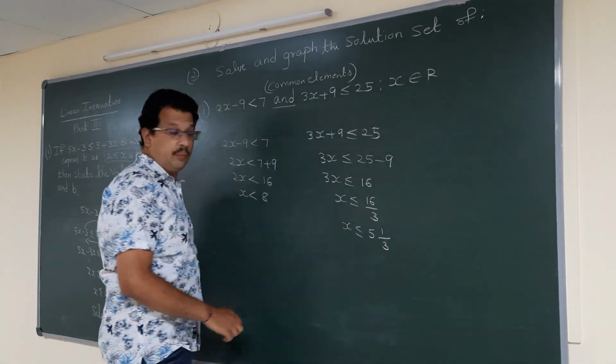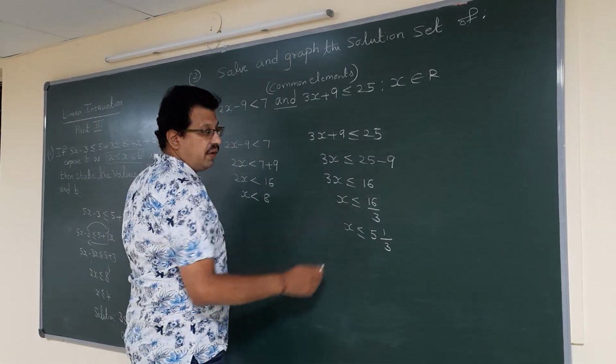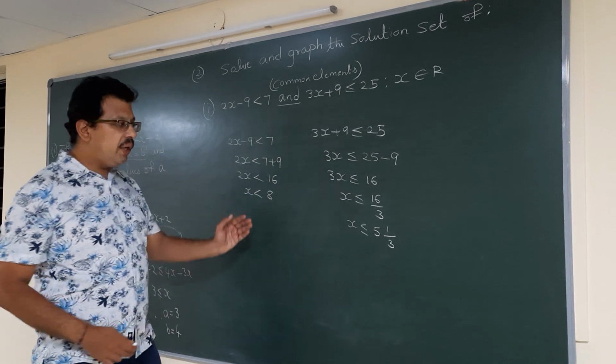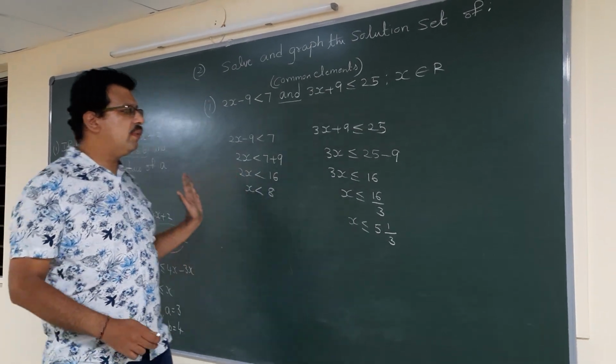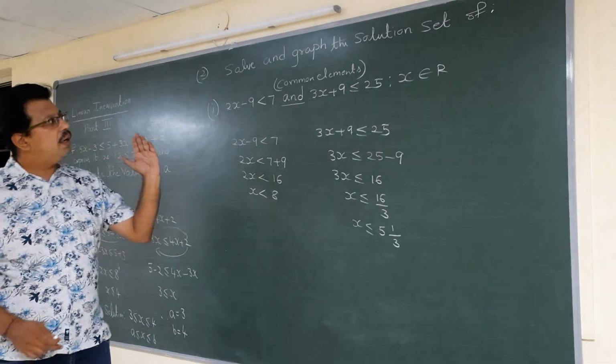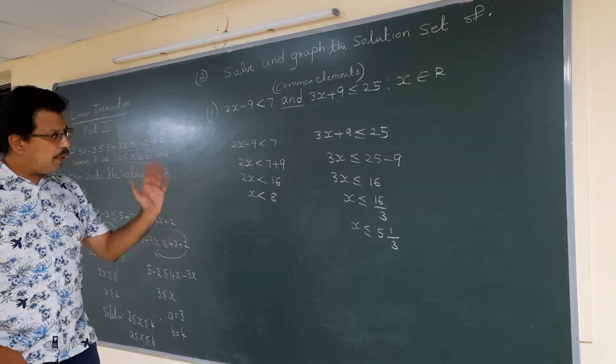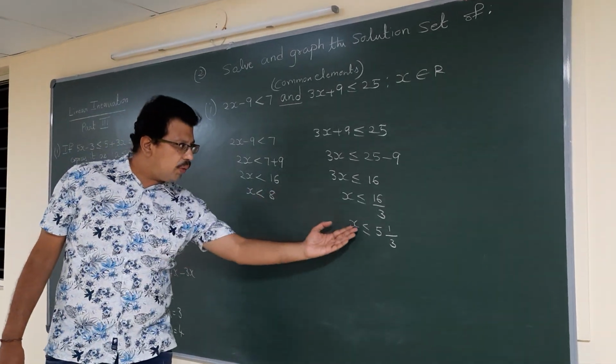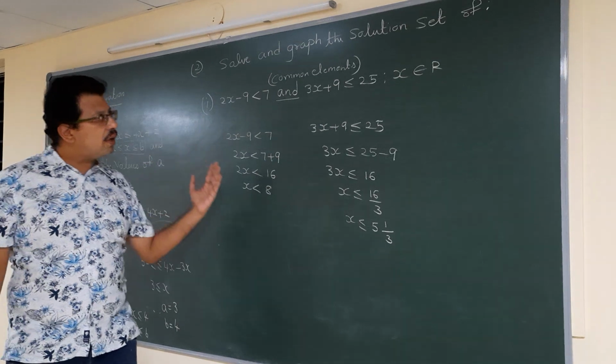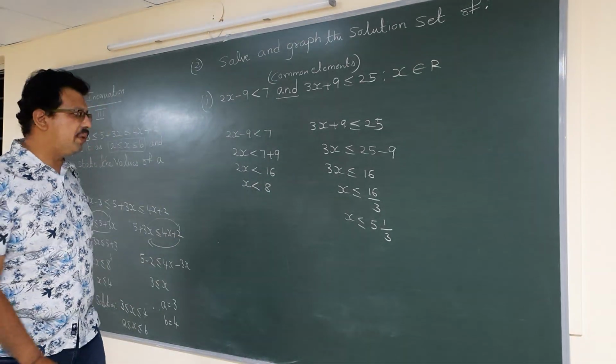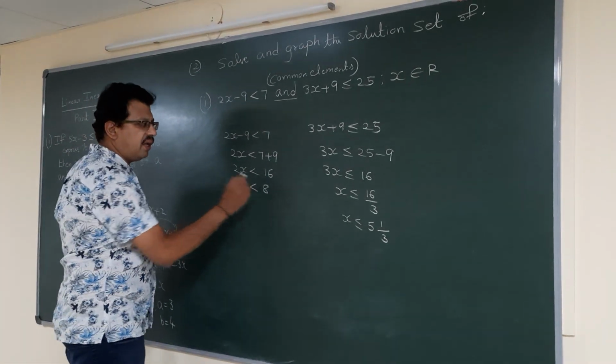It is 5 1/3, because 16/3 is 5 1/3. So we need to plot this on a number line. Before plotting the number line, we have to think about the common elements. What is common here? So, x less than 8.